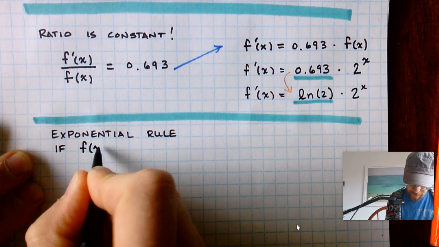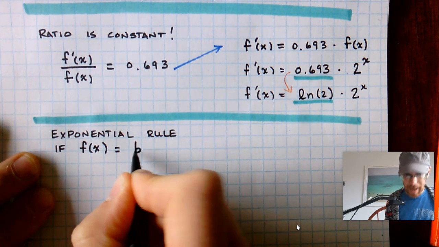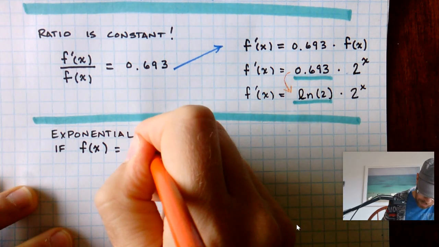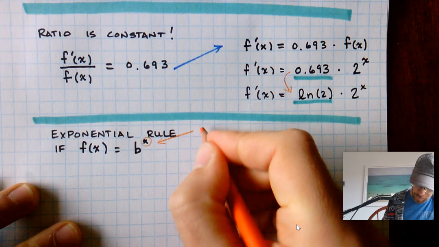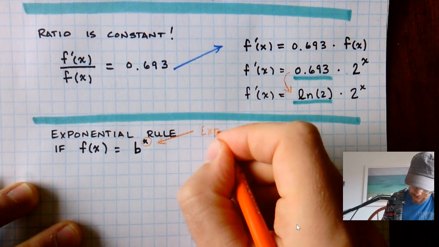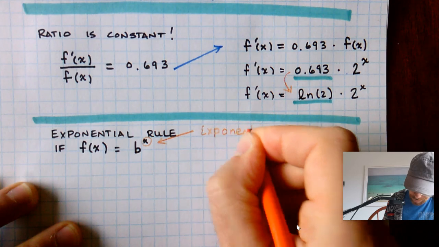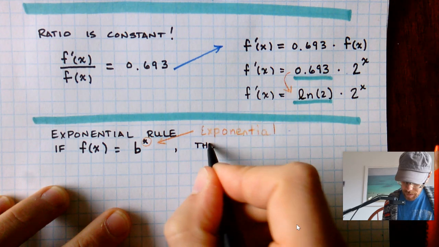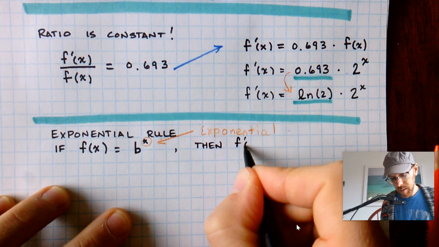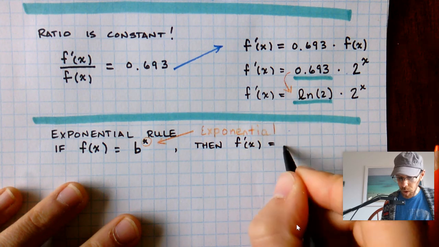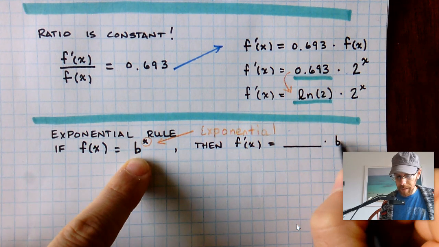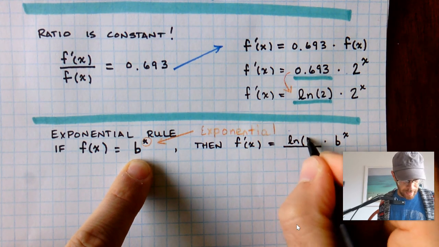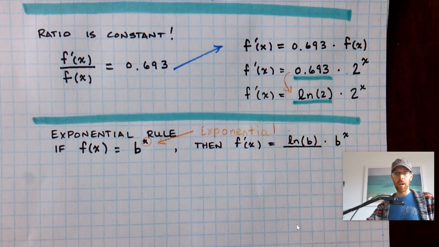If a function is defined as a base, a number, to the x power, so again, you're only going to use this when you have x in the exponent power, because that's what tells you you're dealing with something that is exponential. Then the derivative function will always be the same thing that you started with multiplied by a constant. And that constant is the natural log of the base.